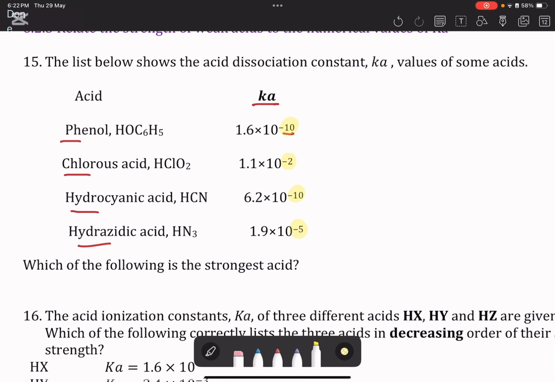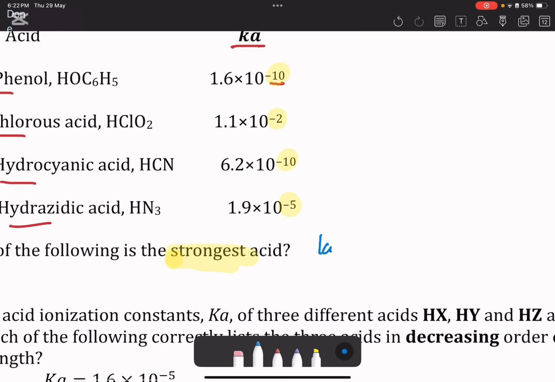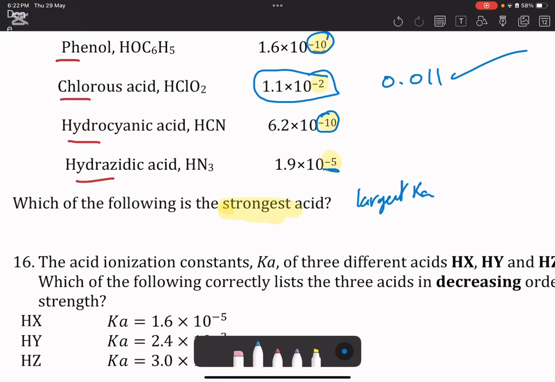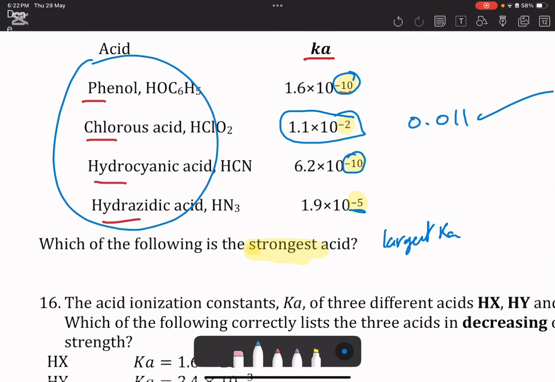Now, which of the following is the strongest acid? So we need to look for the largest Ka given over here. That's 10 to the minus 10, that's super small. This is 10 to the minus 5 and this is 10 to the minus 2, so it is 0.11. That's the strongest, but all of these acids are weak acids.